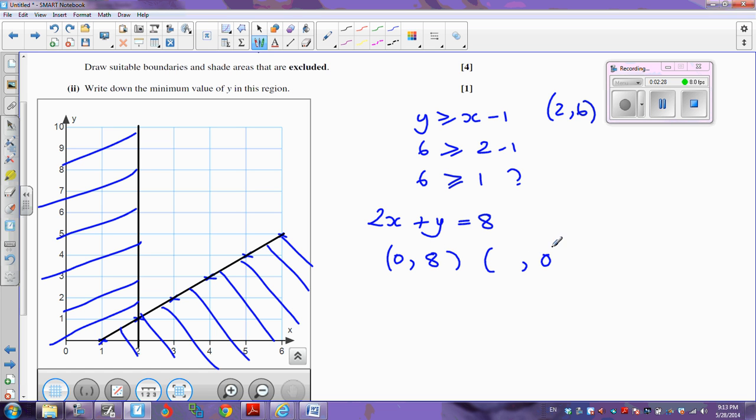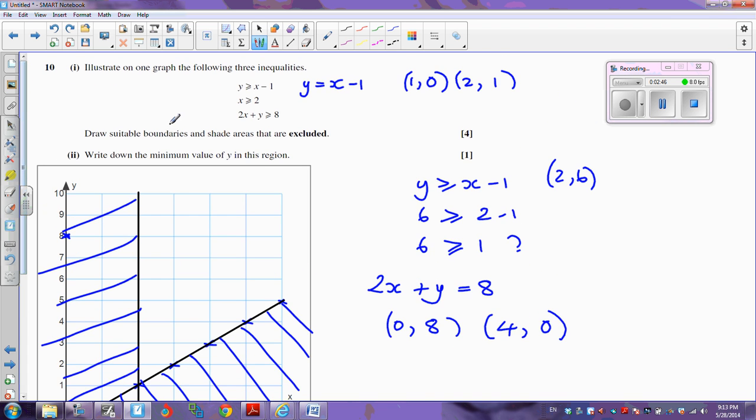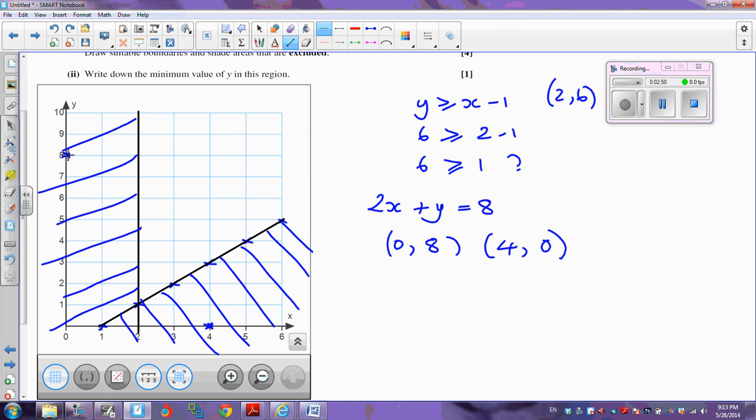And if the y coordinate, the second coordinate, is 0, this will be 0 because y is 0. I'm left with 2x equals 8, so x will equal 4. So this line goes through 0, 8, which is here, and it goes through 4, 0, which is here. Again, I know that it's a straight line, so I can just draw it as a straight line. Let's just go from there down to there.